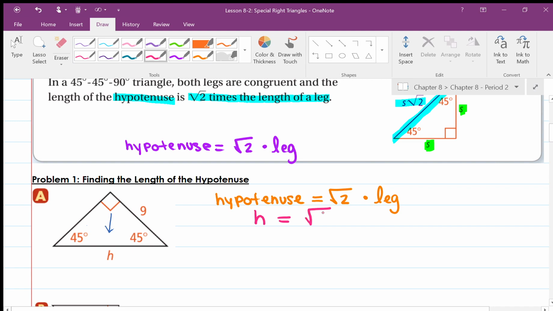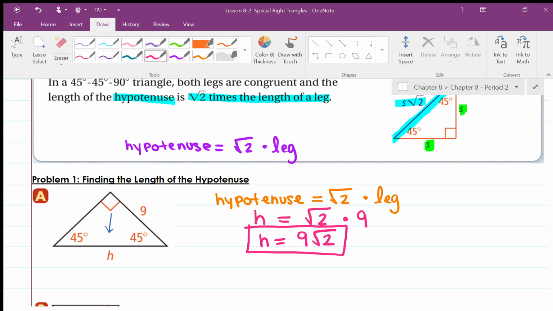So if we multiply the square root of 2 times the leg, which in this case is 9, your hypotenuse is equal to, and keep that 9 up front, put it in front of the radical. So your hypotenuse here is 9 radical 2. Boom, you're done. We didn't have to use Pythagorean theorem. We didn't have to square anything. We didn't have to square root anything. We multiplied 9 times the square root of 2, which is simply 9 radical 2. That's your answer. Okay, it's pretty straightforward.